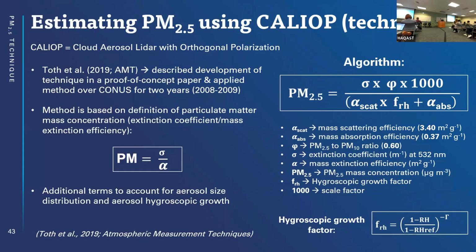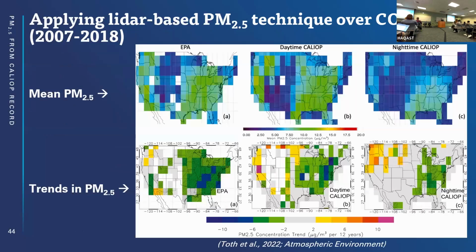On the upper right is a more detailed version of the algorithm, and I've added some parameters there that take into account the aerosol size distribution and aerosol hygroscopic growth as well. So if we use the extinction coefficient and plug it into the equation I showed on the top right, we can get values of PM2.5 near the surface.